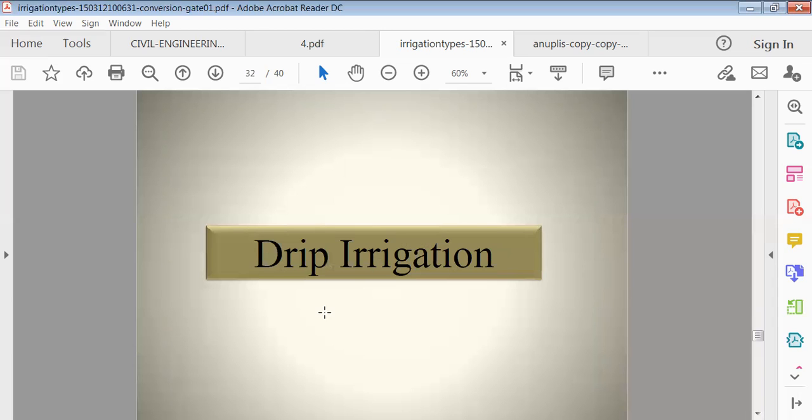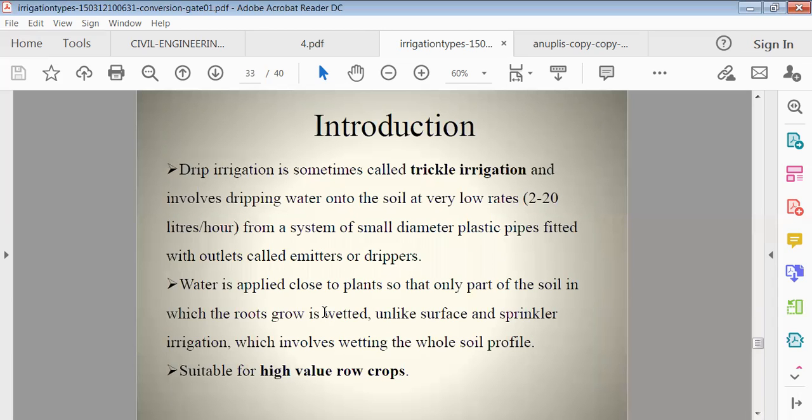Okay, the next one is drip irrigation. Drip irrigation is also called trickle irrigation, and it involves the dripping of water into the soil at very low rates. It is very suitable for high value row crops. That means the water doesn't get wasted in the soil or through evaporation. It goes exactly to the roots, and the water is supplied to the roots directly instead of wasting it on the surface or subsurface or entirely wetting the field.